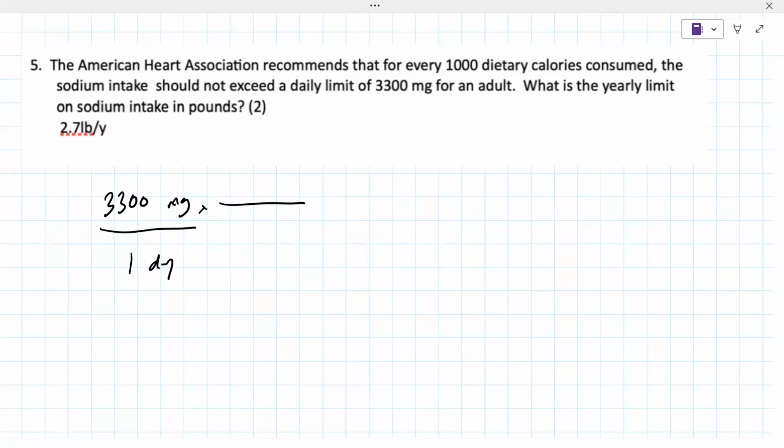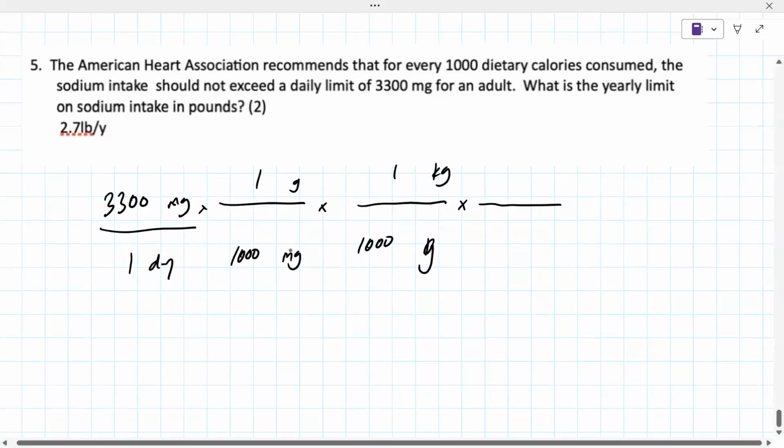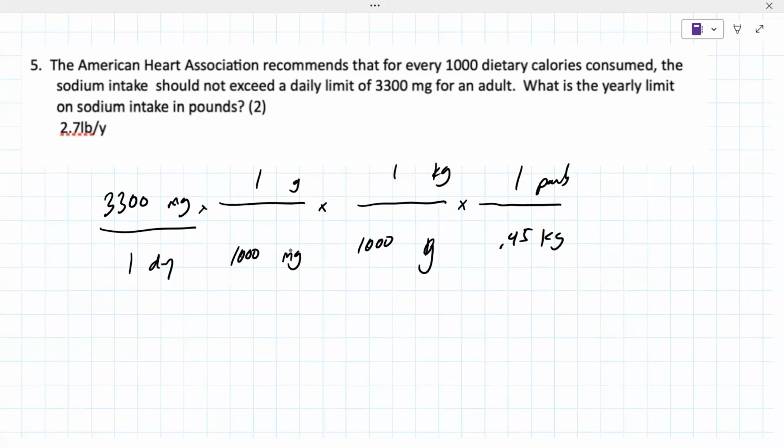This again means we have to go back to that conversion sheet, which we haven't had a ton of success with, but we want pounds to grams if we can. We don't have that exactly, but there are 1,000 milligrams in 1 gram. Then grams to kilograms: there are 1,000 grams in 1 kilogram. And there are 0.45 kilograms in 1 pound. That will get us to pounds from the milligrams.